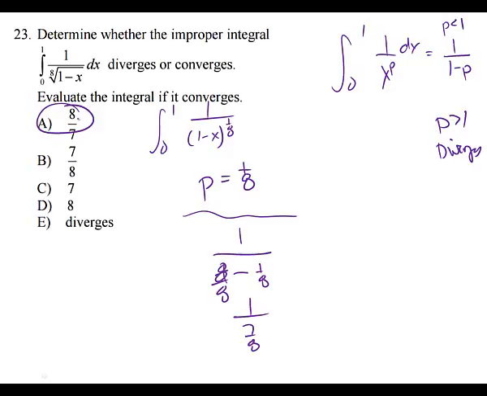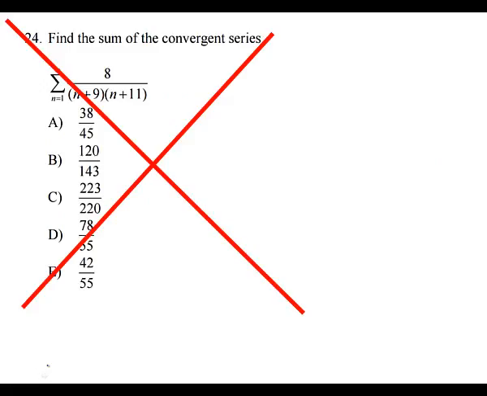Alright, we good with 23? I like what is divergence. Alright, you're gonna like 24. Ooh! So do we get points if we just draw an X on the test? It won't be on the test. Okay, how do you do that?